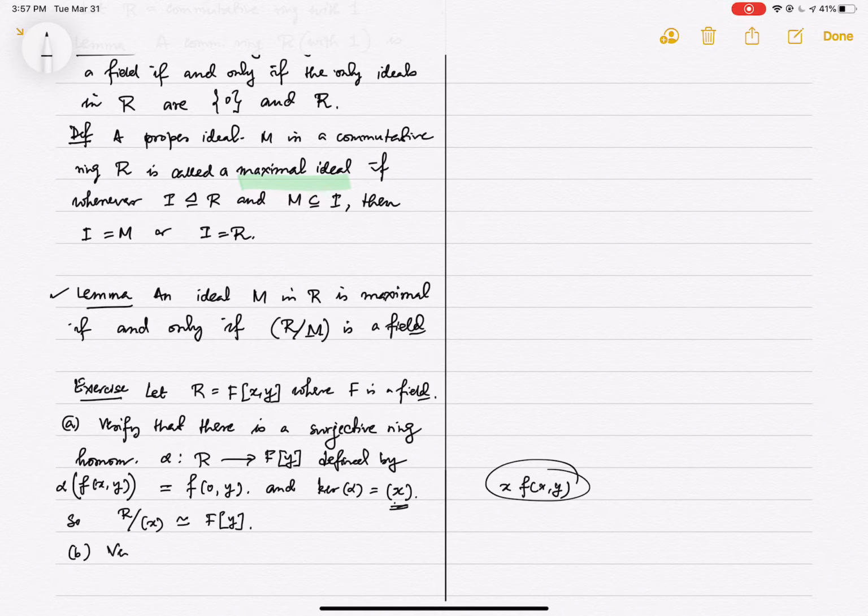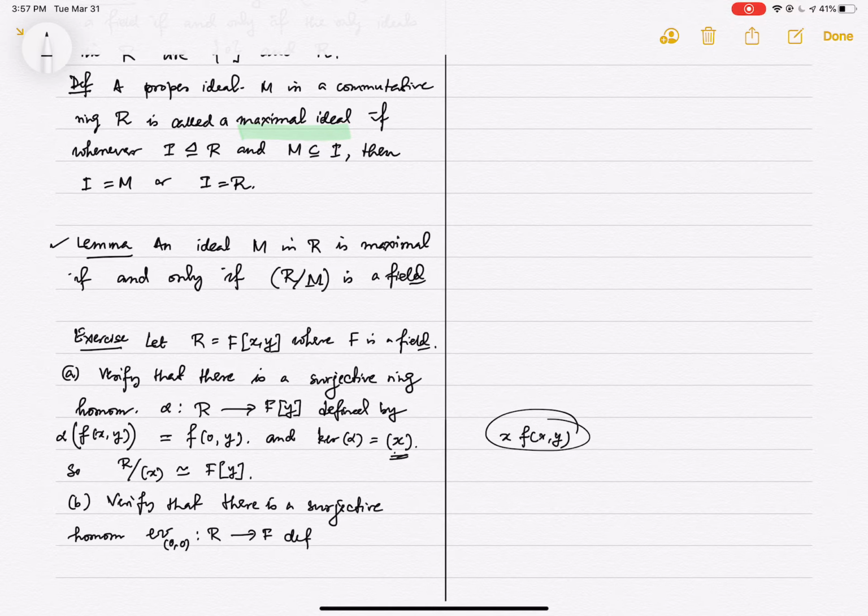Here's another one. Verify that there is a surjective ring homomorphism called evaluation at 0, or maybe at (0,0), from R to F, the field, defined by evaluation at (0,0). So you give me a two-variable polynomial, and the homomorphism, what it does is it evaluates that two-variable polynomial at (0,0).